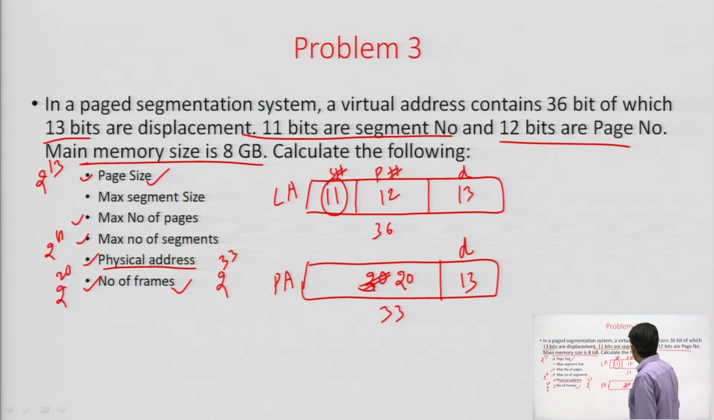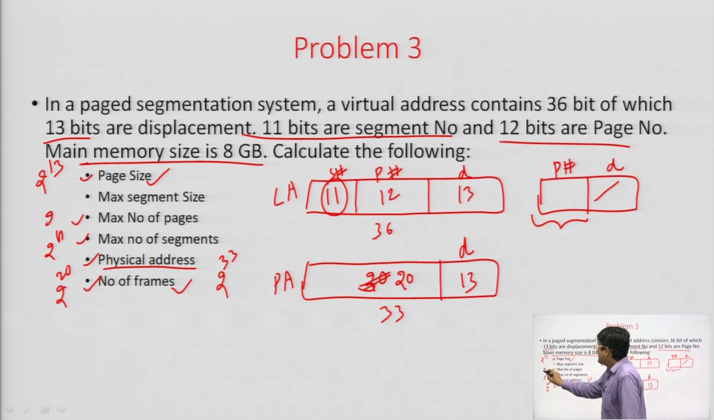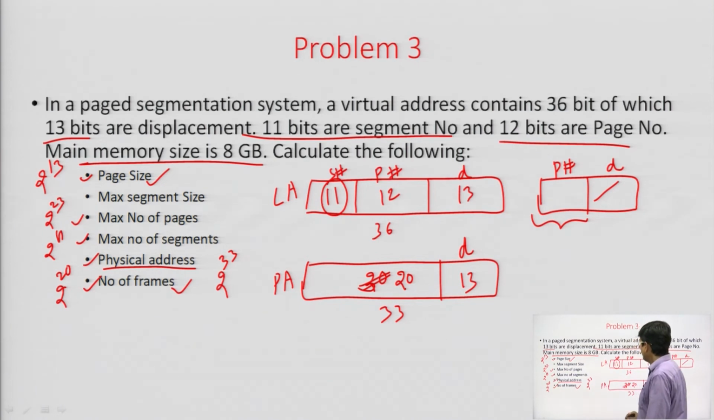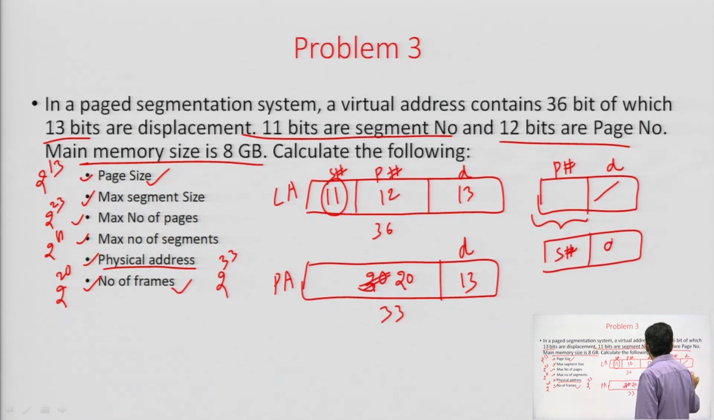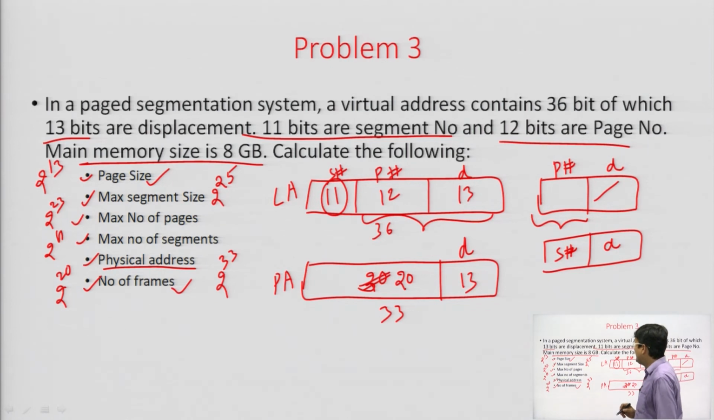Maximum number of pages: you relate it with the paging scheme, wherein there is a page number and offset. Apart from the offset, the rest of the bits will be the page number, so 23 bits, and the maximum number of pages will be 2 raised to the power 23. Similarly, maximum segment size: you relate it with the segmentation scheme, where there are two parts, segment number and offset. Segment number is given as 11 and the offset will be a combination of the last two, that is 25. So the maximum segment size will be 2 raised to the power 25. This way we can find out.